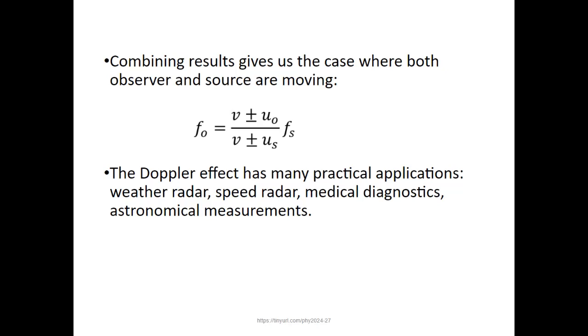And again, you have to determine if you are going to take a plus or minus sign for the numerator and denominator as well. So this is referring to the source. The numerator is the observer, so if the observer is moving towards the source, then you take plus. If it's moving away, you take minus. Now it's the other way around here. If the source is moving towards the observer, you take minus. And if the source is moving away from the observer, you take plus.